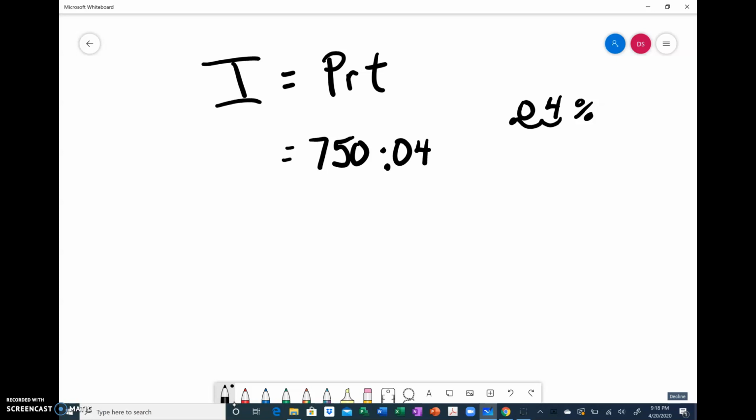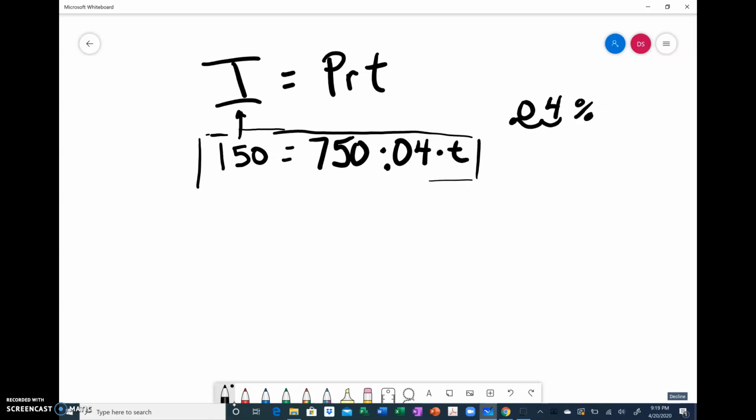How long will it take? So what are they asking you to find? How long? That's the time. They're not telling you that part. How long will it take to earn $150 in interest? So they've told you every piece of this puzzle, of this equation, except for the time, and they're asking you, how long will it take?